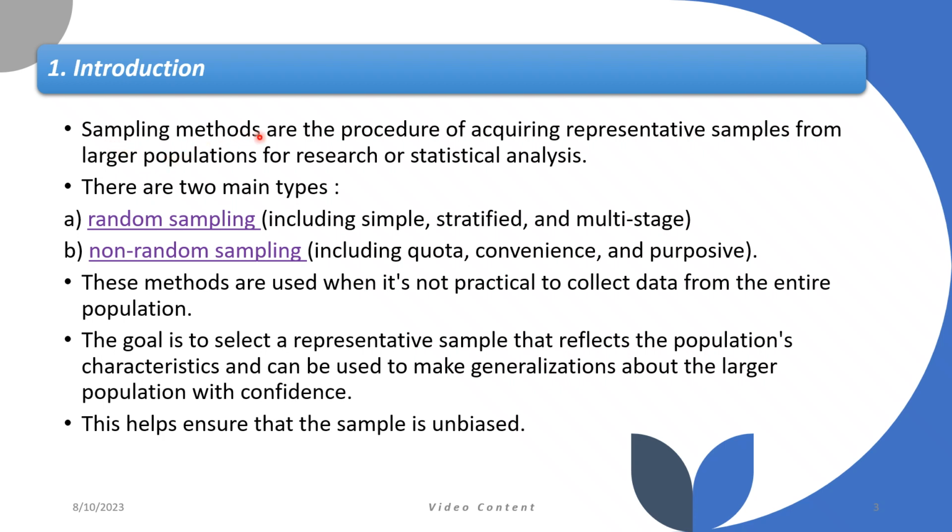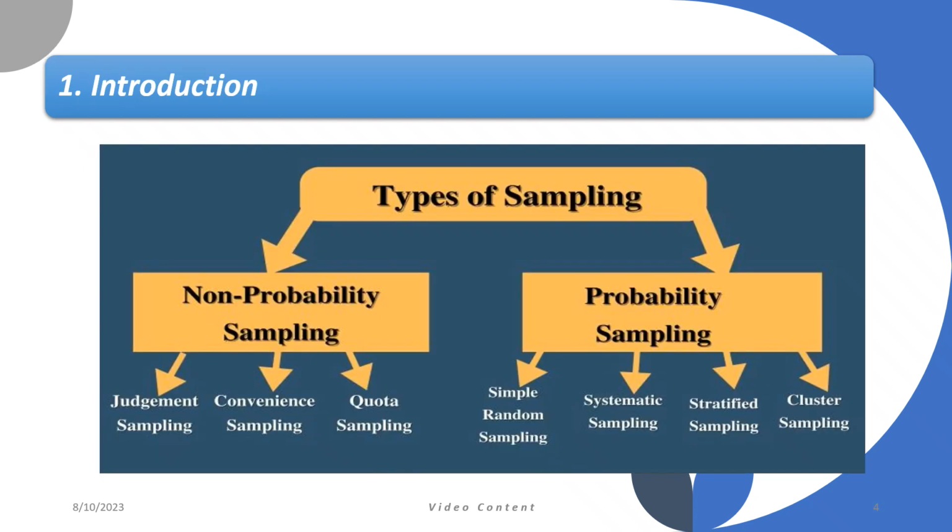Sampling methods are the procedure of acquiring a representative sample from a large population for research or statistical analysis. There are two main sampling techniques. The first one, probability sampling, has 4 types: simple random sampling, systematic sampling, stratified sampling, and cluster sampling. The other type is non-probability sampling, which has 3 types: judgment sampling, convenience sampling, and last one, quota sampling.